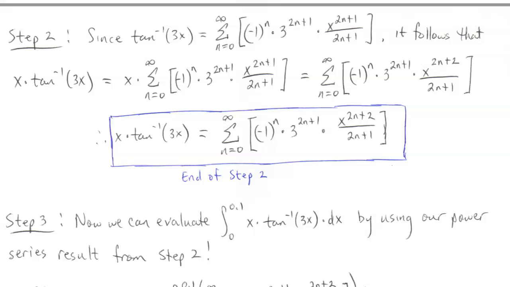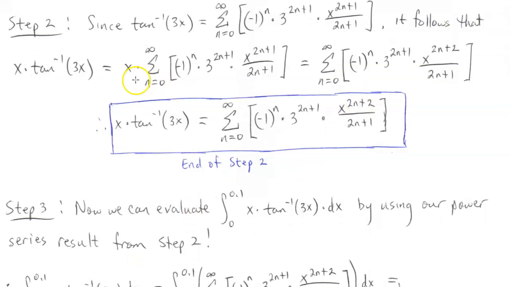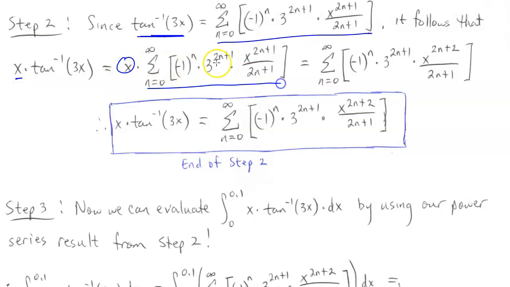So step 2 is relatively simple. All we need to do here is to take our power series version of tangent inverse and just multiply it times x. Of course, all of this is what the power series version of tangent inverse of 3x is. So if we multiply it times x, then we're just taking this x, multiplying it times the power series. And note that since the summation, or sigma notation operator, has its variable in terms of n, it regards x as a constant. So what that essentially means is that x could just creep on in here like this and be multiplied times this x raised to the 2n plus 1.